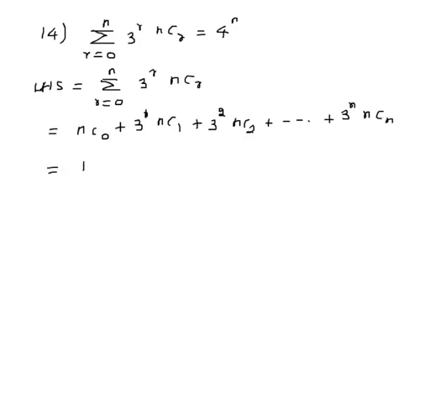And this is the binomial expansion of 1 plus 3 whole raised to n. Therefore, it becomes 4 raised to n, which is the right hand side.